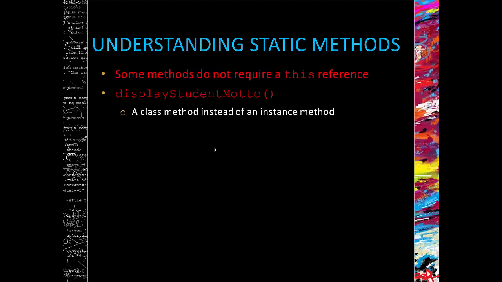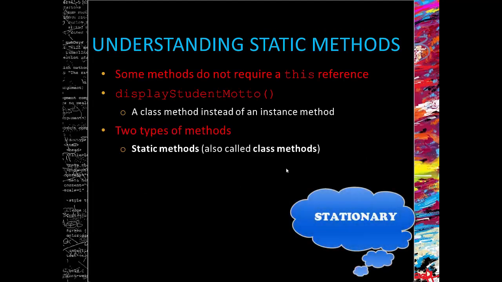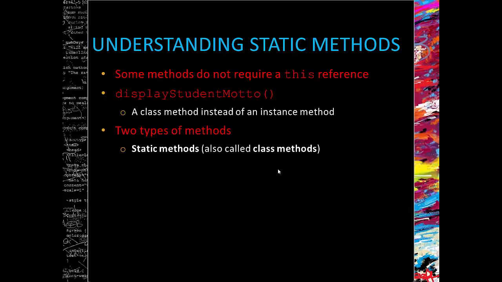Static. The word static means stationary in everyday language. It's the opposite of dynamic, which means changing. So it's always the same for every instance of a class. In other words, we also call static methods class methods. So there are methods for which no object actually needs to exist.